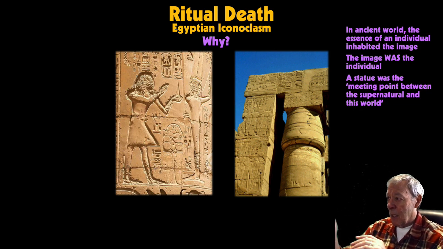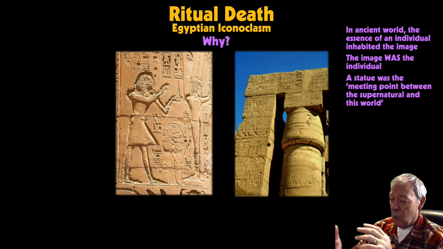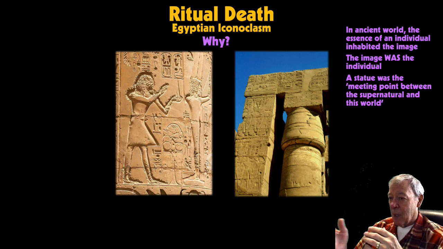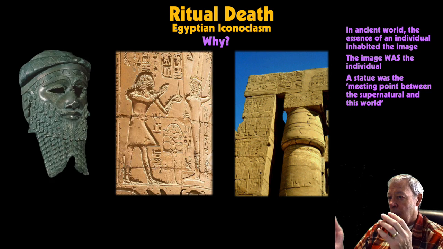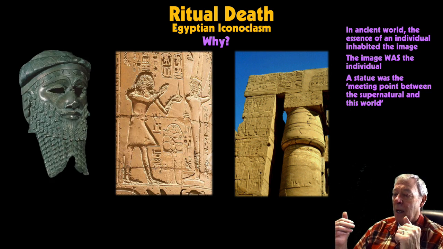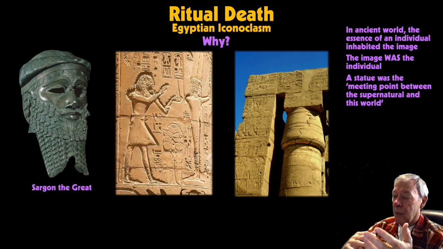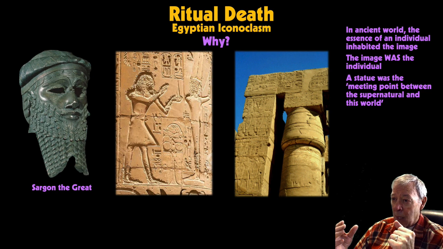And as such, it contained the essence of the individual somehow within its form. Now here's an example that some of you may be familiar with from an art history survey course, and that is looking at Akkadian art of the Mesopotamian Valley. You see this beautiful bronze or copper sculpture of Sargon the Great, the world's first great emperor.